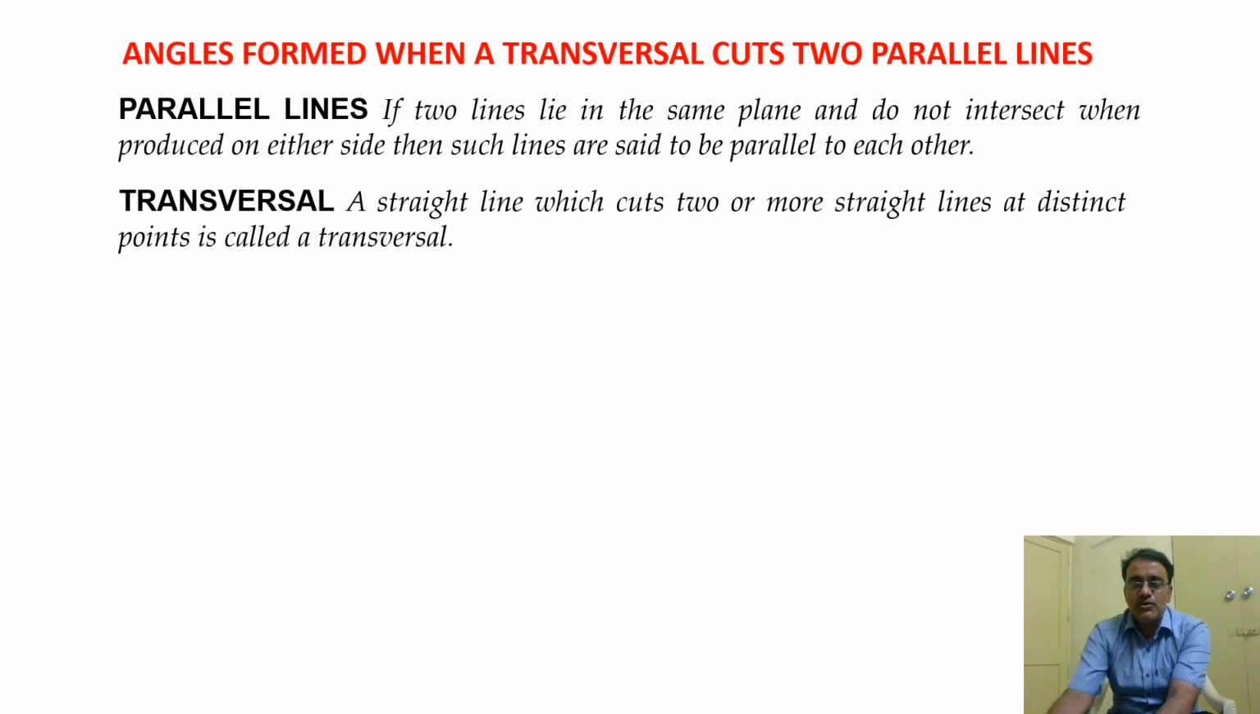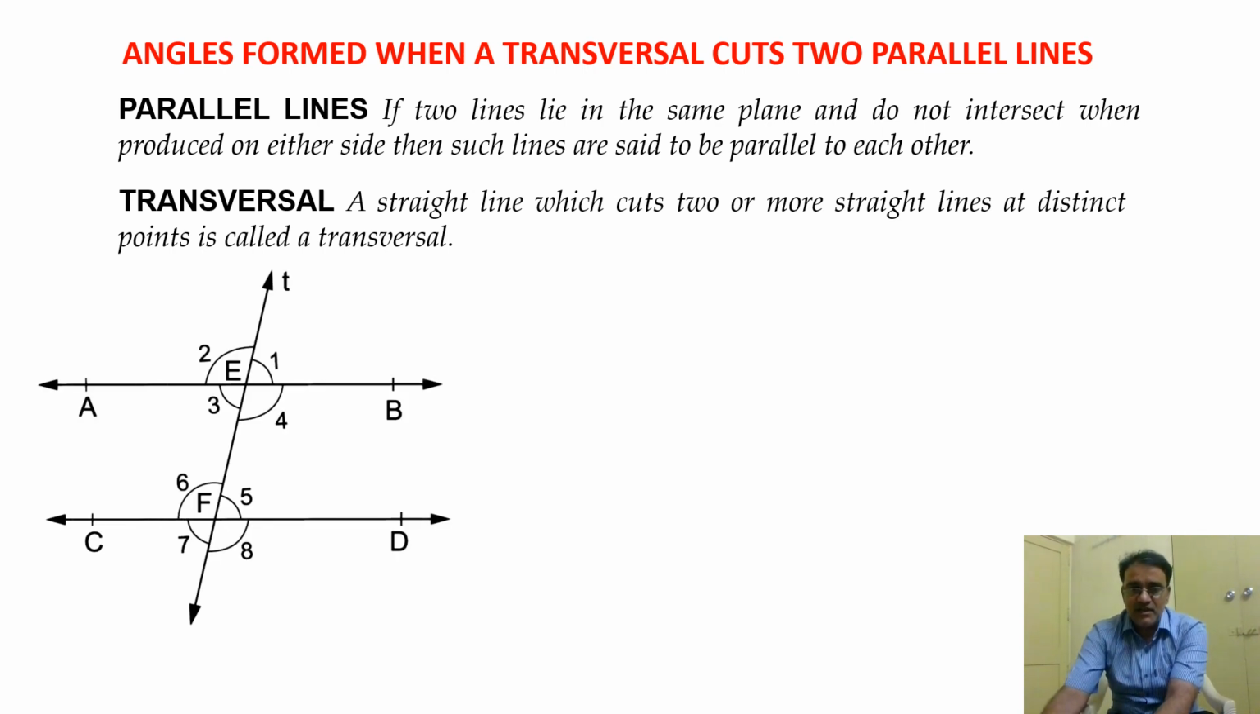Okay, so now let us start with the two parallel lines, that is AB parallel to CD, and T is a transversal line which intersects AB and CD at points E and F. These are the two distinct intersecting points. Now we have marked all the angles 1, 2, 3, 4, 5, 6, 7, 8, right? So we are getting a total of 8 angles here.